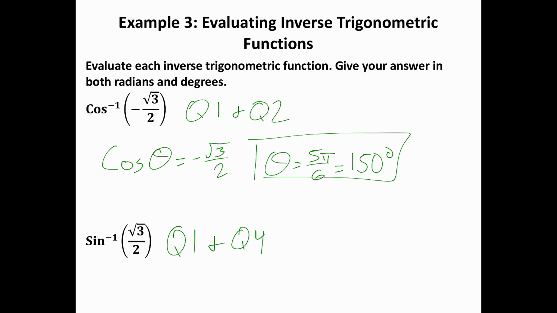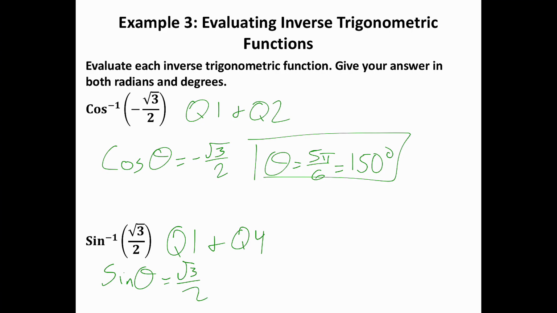You're always going to use quadrant 1. The only thing that changes is either quadrant 2 for cosines or quadrant 4 for inverse sines and inverse tangents. So we're looking in quadrants 1 and 4 for where the sine of some angle is equal to the square root of 3 over 2.